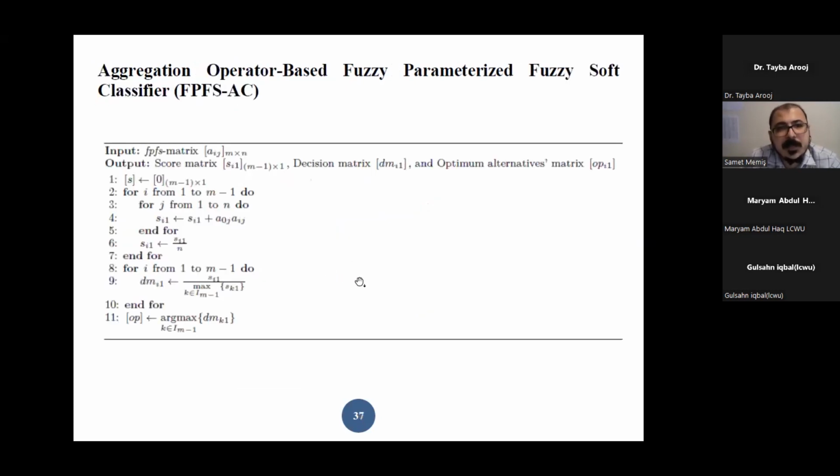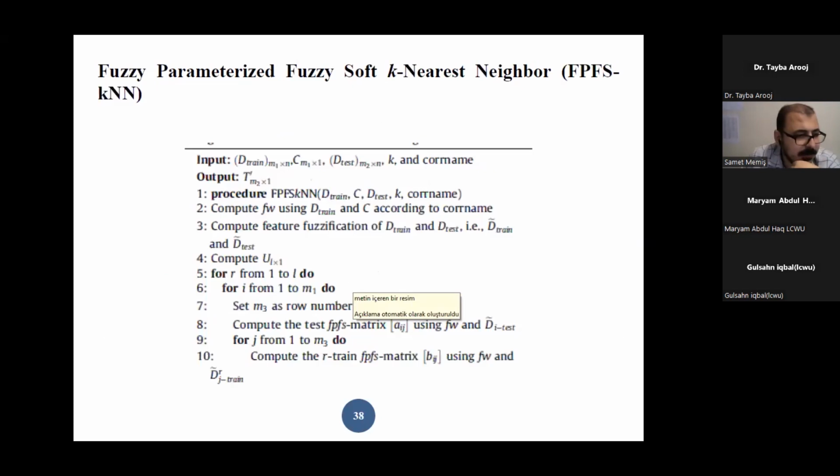Here there are some differences, because the FBFS K nearest neighbor is different from the K nearest neighbor. Basically, in short, the KNN algorithm is based on a single metric function.